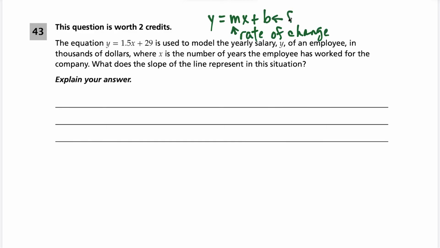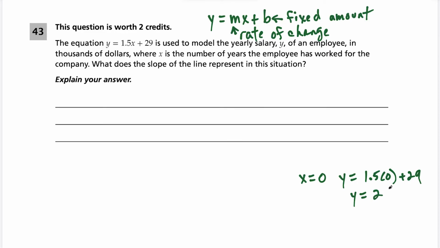Okay, so if we look at this question here, we're talking about somebody's salary. The rate of change would represent their raise each year. And the fixed amount is the amount that they started at. What was their starting salary? So if we just throw some numbers into this, let's say I threw in x equals 0, just to gain some intuition as to what's going on here. If I plugged in x equals 0, I would get y equals 1.5 times 0 and then plus 29. And this would tell us that your starting salary here is $29.